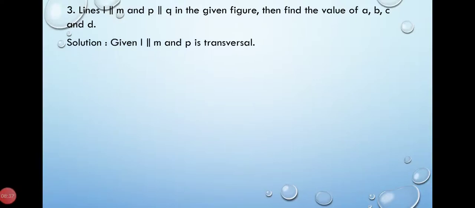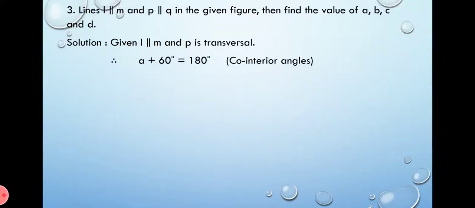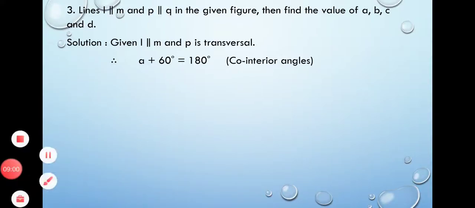Solution. It is given that line L is parallel to M and P is transversal. Therefore, A plus 60 degree equal to 180 degree. They are co-interior angles, or you can say interior angles on the same side of the transversal.